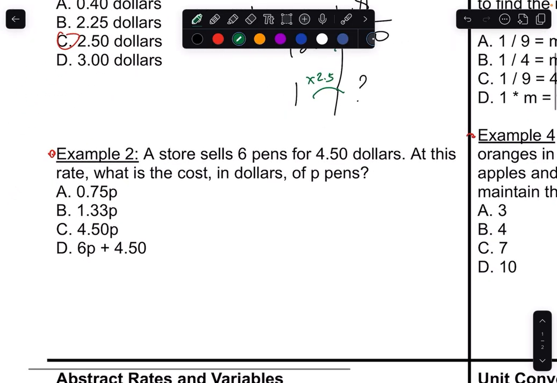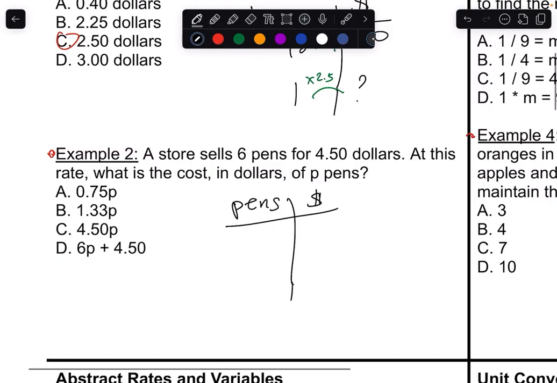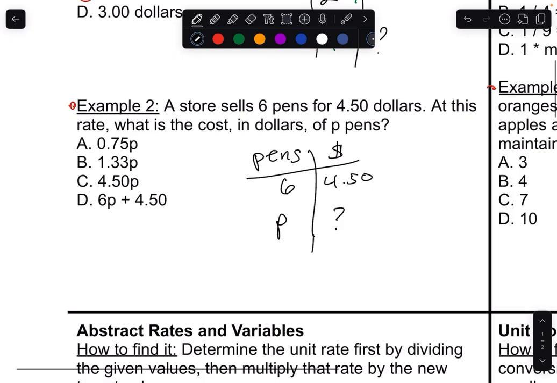Same thing for number 2. If you want to set up a chart, you definitely can, where you have the amount of pens being compared to the amount it costs. So we say we have 6 pens for $4.50. What is the cost in dollars of P pens? The amount of pens we have is just P. Same idea here. And I think this is where it's kind of nice when you think about how we do conversions. This is a very good TSI fact of understanding how we did it with numbers, but now trying to do it with simply just variables.